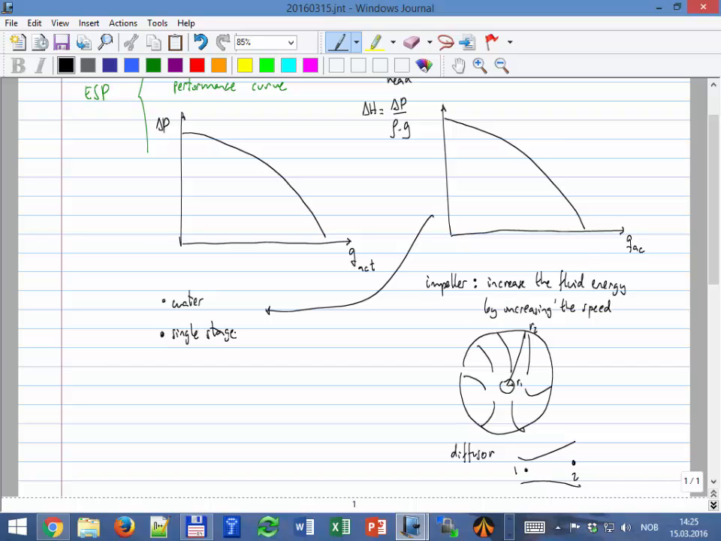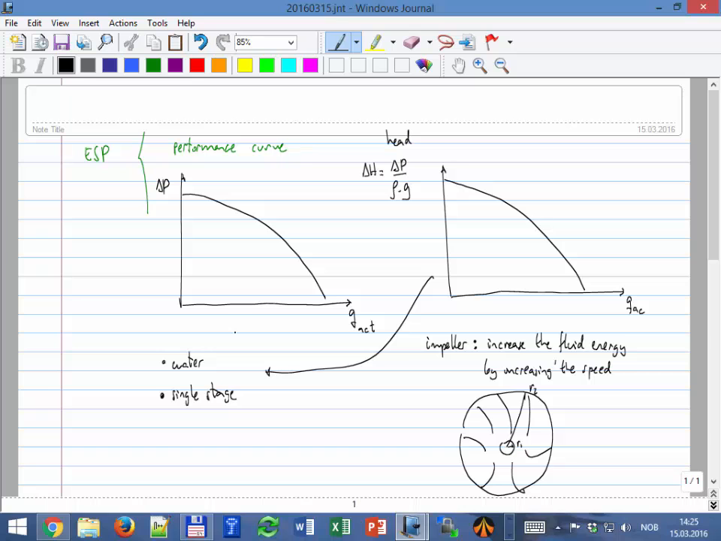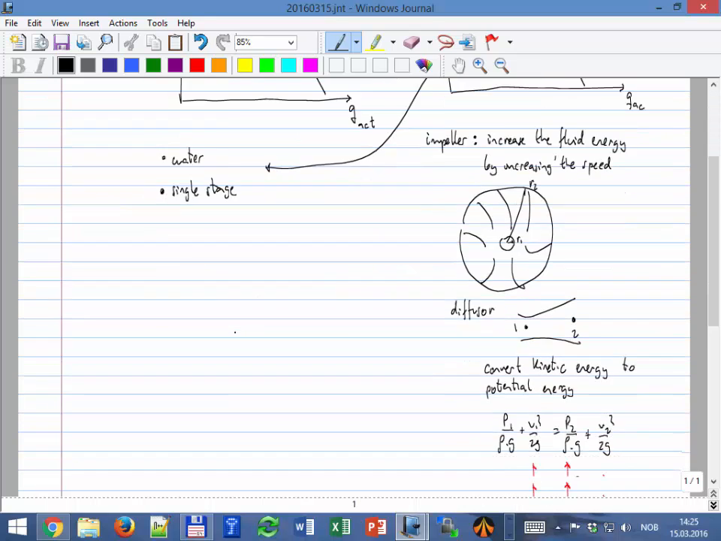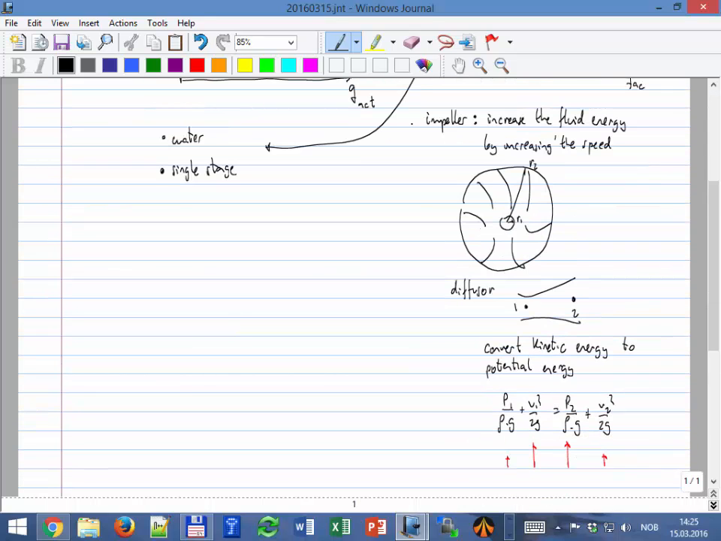Okay, actually we don't put the pump completely, but we measure that for a single stage. Anything else to add here? So you have two processes, in the impeller and the diffuser. First it is giving energy to the fluid by increasing the kinetic energy, and then it is converting that kinetic energy to pressure energy. Okay, and that is repeated multiple times.